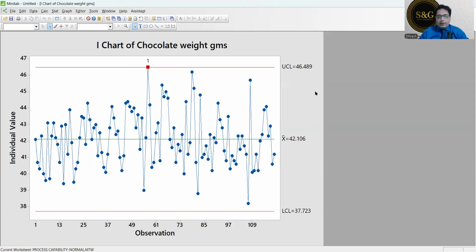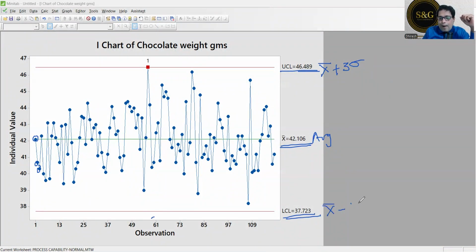Super. Now, this is the graph I was talking about. Every data point is a chocolate weight, and there are 120 chocolate weights plotted. Then they calculated the average, which is 42.106. Then they calculated UCL and LCL. If you remember the formula I gave you, X bar plus 3 times standard deviation becomes my UCL, and X bar minus 3 times standard deviation becomes my LCL.